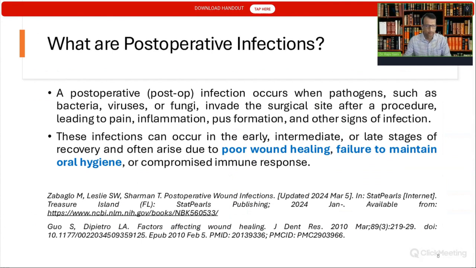So what are post-operative infections in dentistry from an operative point of view? A post-operative infection occurs when pathogens such as bacteria, viruses, or fungi invade the surgical site during or after a procedure, leading to cardinal signs of inflammation like pain, swelling, pus, and other signs of infection. These infections may occur at an early, intermediate, or late stage of recovery. They often arise due to poor wound healing, failure to maintain oral hygiene, or if a person is immunocompromised. But out of these three factors, poor wound healing and improper oral hygiene compliance play a major role in post-op infections.